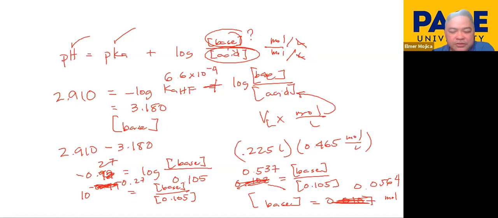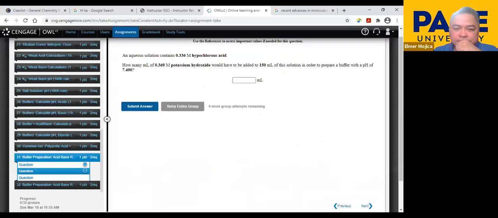So you're going to use also here your Henderson-Hasselbalch equation. So you get the pH, which is 7.490, and then you get the negative log of the Ka of your hypochlorous acid, and then you determine the ratio that you have here.